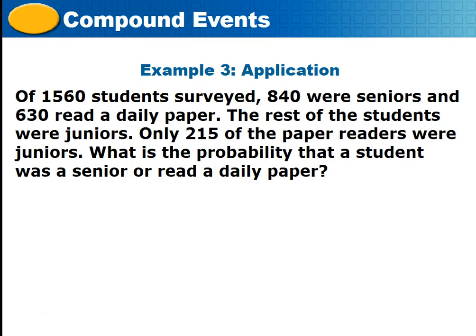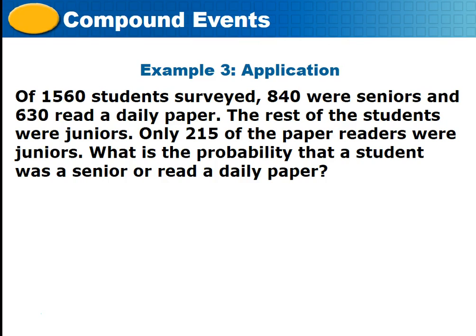So on our next example, we're going to talk about how to draw a Venn diagram. For this one, it says that we have 1,560 students surveyed, 840 were seniors, 630 read a daily paper. The rest of the students were juniors. Only 215 of the paper readers were juniors. What is the probability that a student was a senior or read the daily paper?